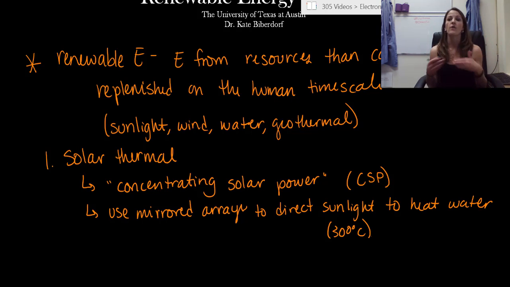Now from that, with heated water, you can use the exact same type of process that is used in a conventional power plant. Once you have hot water, you convert it to steam. Steam goes to the turbine, goes to the generator. You go from potential to kinetic to mechanical to electrical. Same typical process. So that's your solar thermal.